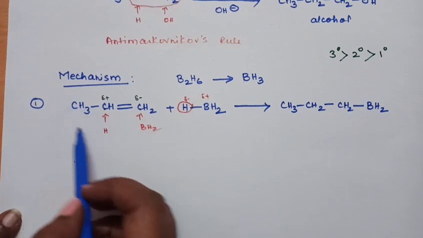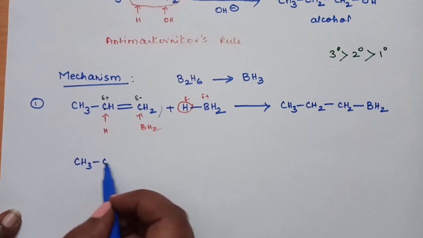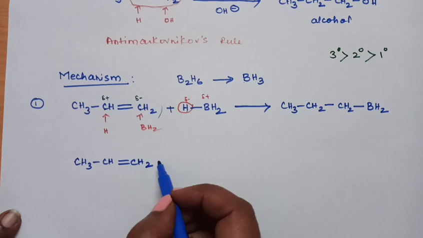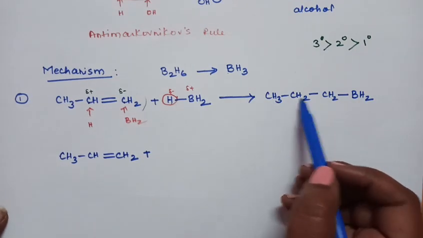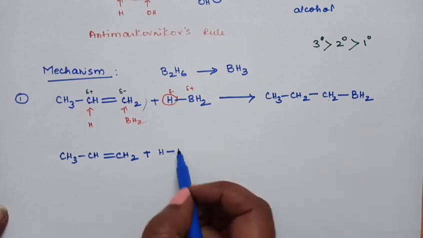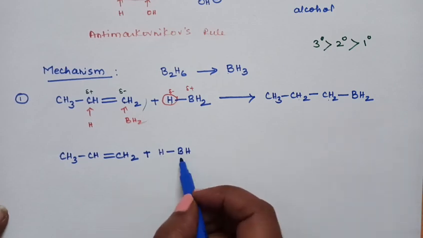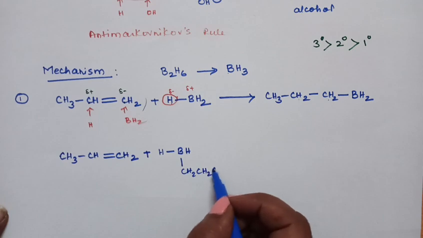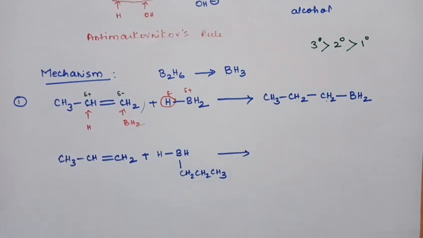First, here we started with alkene. We'll take a second alkene, CH3, CH, double bond CH2. So one more alkene we are taking, and we are going to treat it with this product, that is CH3, CH2, CH2, BH2. So this I'll write as HBH, since BH2 is written as HBH, and the remaining is CH2, CH2, CH3.